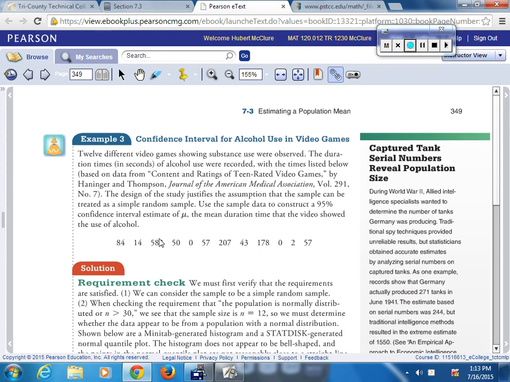So write those down, or put them in your calculator, find your mean and your standard deviation, then go through and find your margin of error, and then find out where your mean is going to fall. And then you feel good about yourself.